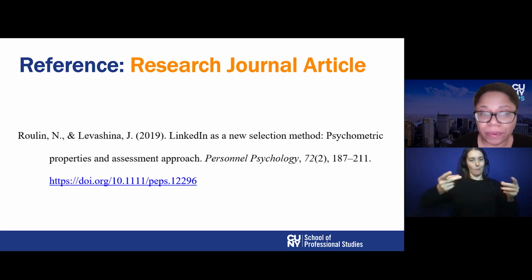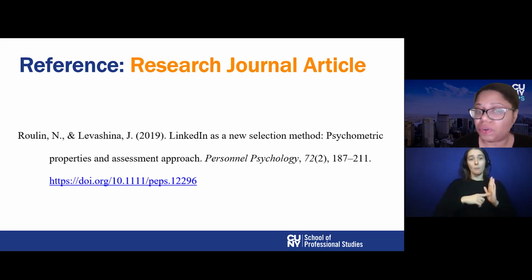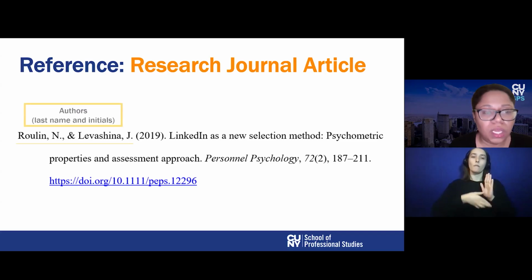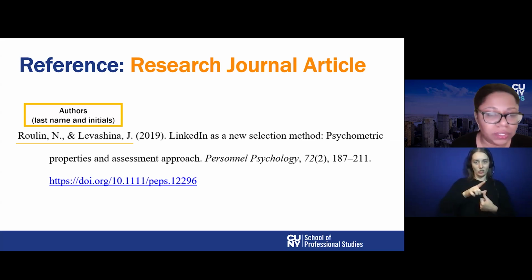So this is an example of a research journal article. These, again, are what you might hear of as peer-reviewed or scholarly sources. And so first you start with the names of the author and articles. You write out the last name and the middle initial, as well as the first initial. Note where the commas and periods go in this example. So they separate the names.